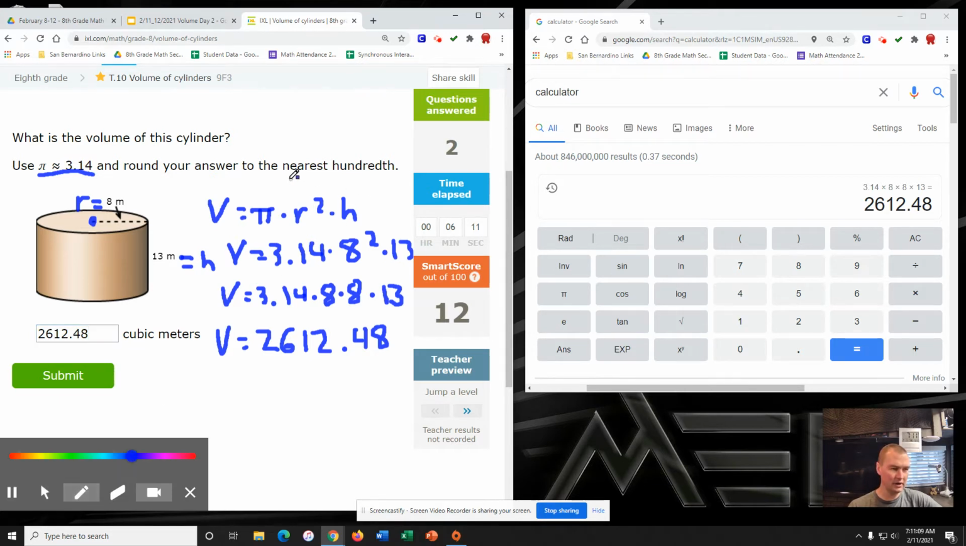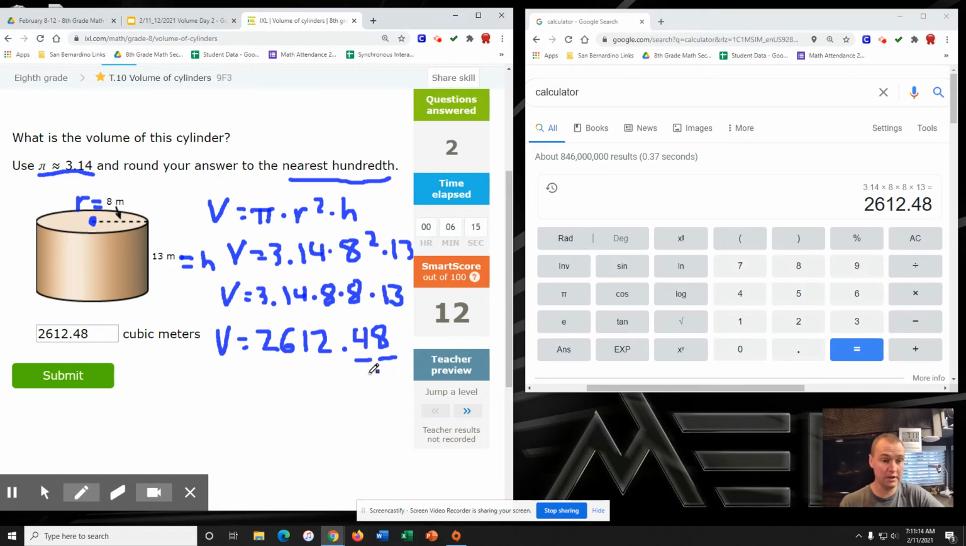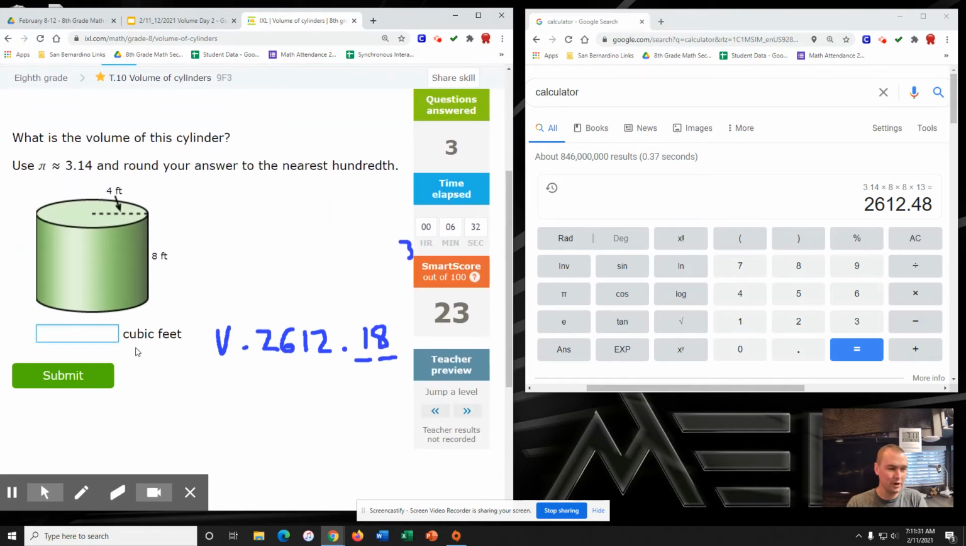Okay, just make a final check. Because it says round to the nearest hundredth, that means 2 decimal places over. So I got 2 decimal places over, so we're still good. Now, if it hits a third place over to the right, we're going to have to round. But right now, we're good. So 2,612 and 48. Double check it. Make sure it's always correct because you don't want to take a hit and go backwards on this. So basically, I don't want to try to get it wrong. So here we go. Keep it up. We're at 23. Moving right along.